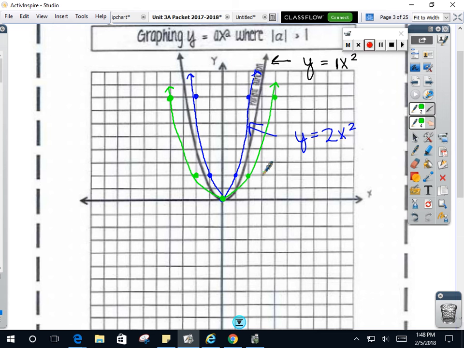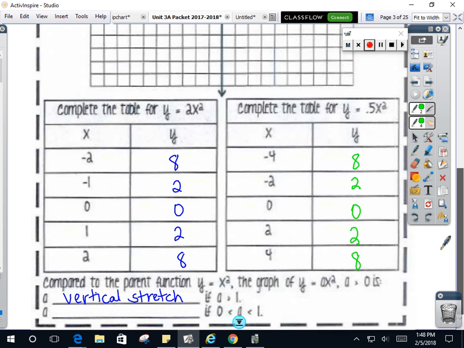Okay, so the green one is the one we just did, y equals 0.5x squared, which is a number smaller than 1. And what happened when the number was smaller than 1? It got wider. Okay, remember the black one is your parent function. It's the y equals 1x squared. The 2 made it skinnier, the 0.5 made it wider. When it gets wider, it's called a vertical shrink.